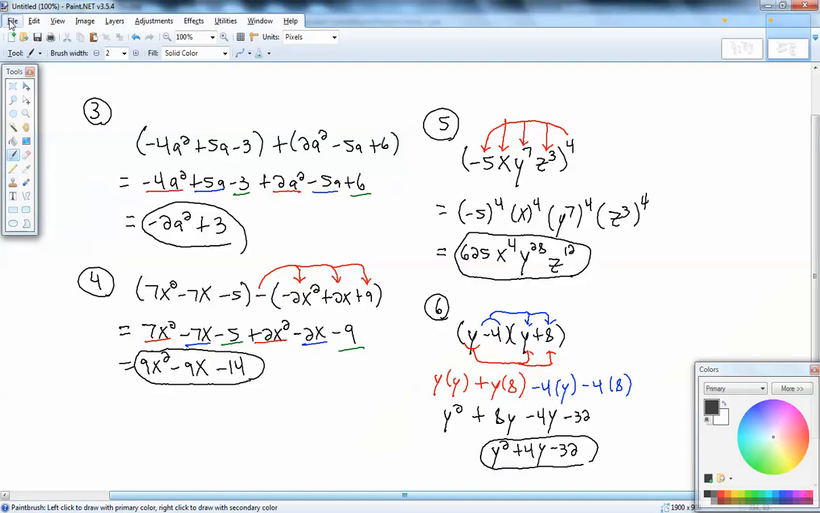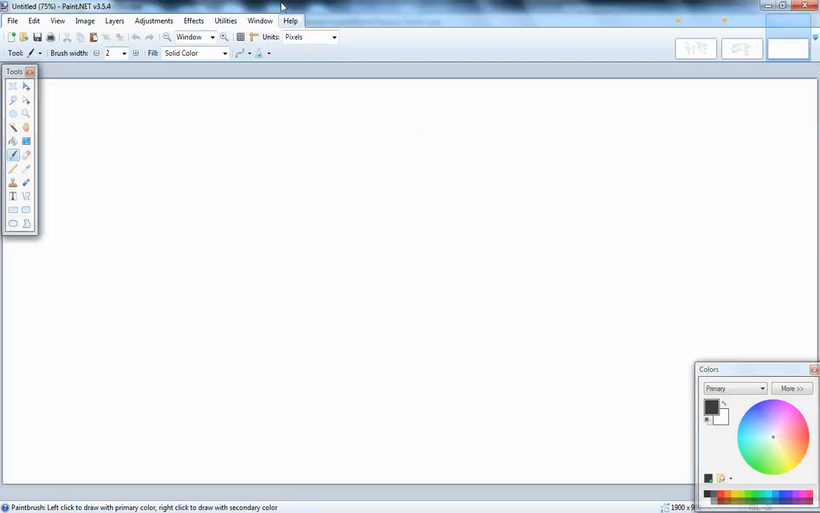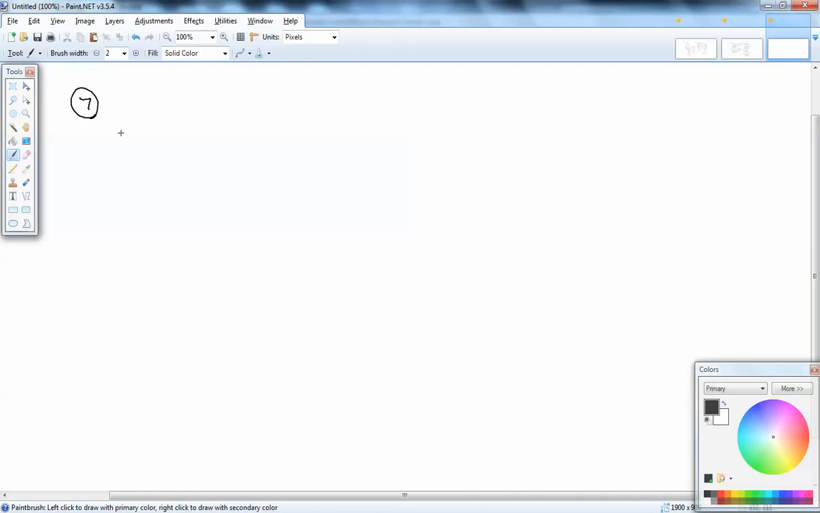Okay, let me start a new page. This is problem number 7. We got 2p plus 1 squared. And I said it should be called a distributive property of exponents. If everything inside your parentheses is either multiplication or division and you're raising it to a power, you can take everything to that power. Well, we have addition in here. We have 2p plus 1. So not everything's multiplication and division. You cannot take the 2p and 1 to the second power. On this one, you actually have to write it out this way. 2p plus 1 times 2p plus 1.